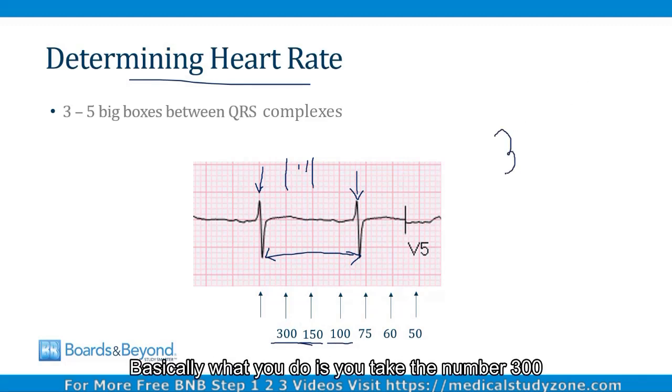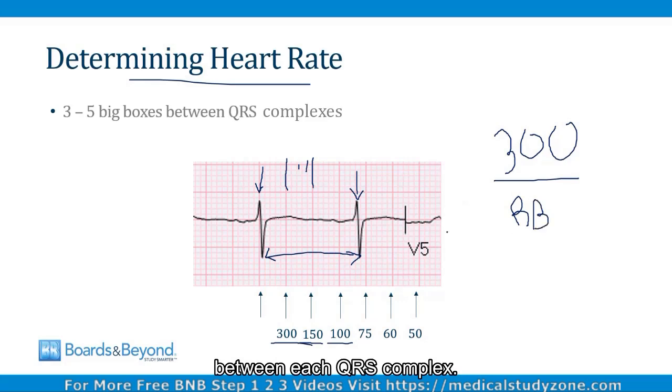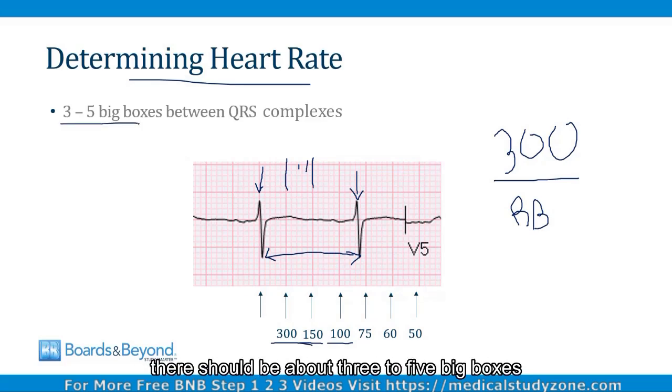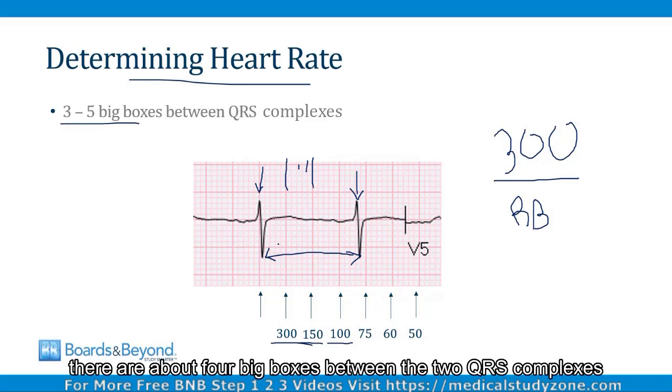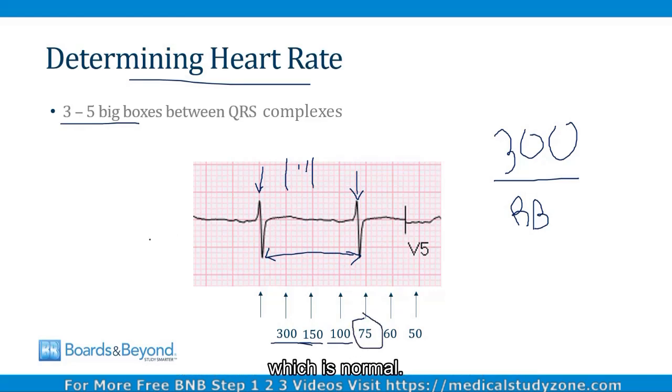Basically what you do is you take the number 300 and you divide it by the number of big boxes between each QRS complex. For a patient with a normal heart rate, which is between 60 and 100 beats per minute, there should be about 3 to 5 big boxes between the QRS complexes. In this example on the screen, there are about 4 big boxes between the 2 QRS complexes, and that corresponds to a heart rate of about 75, which is normal.